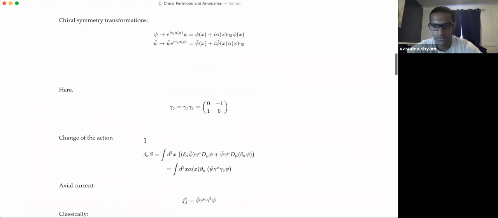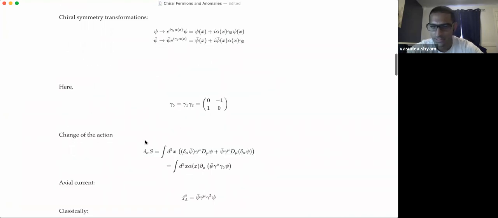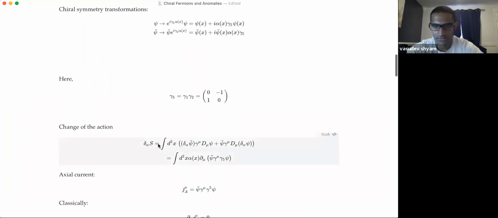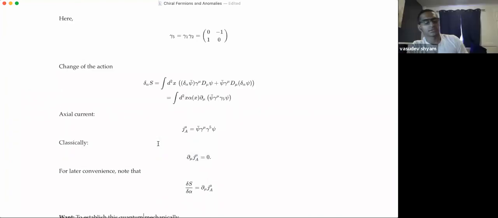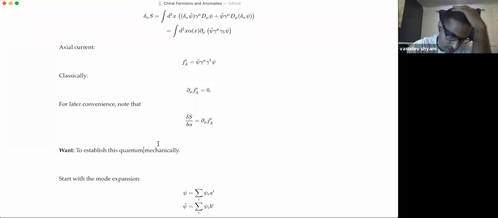are we all content with this classical axial invariance of the action? Yeah. So now let's see what happens if we try to do this quantum mechanically. These are just three fields, which means that the path integral is in principle something we can define. We can use mode expansions and then just do essentially lots of Gaussian integrals. And that's what we will try now.